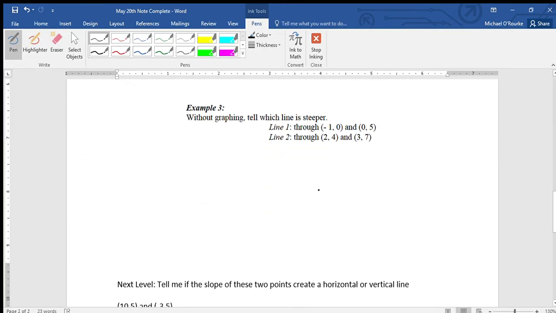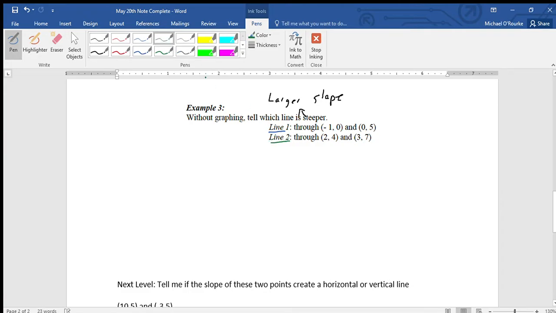So, without graphing, tell me which line is steeper. Okay, so steeper means which line has the larger slope. That's what we're trying to find here. Steeper, larger slope. So let's do this one in blue.